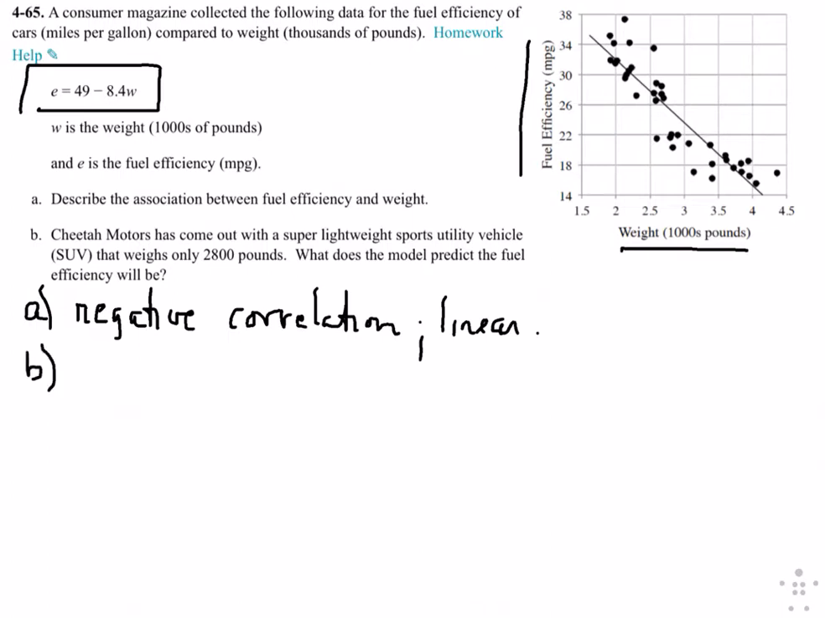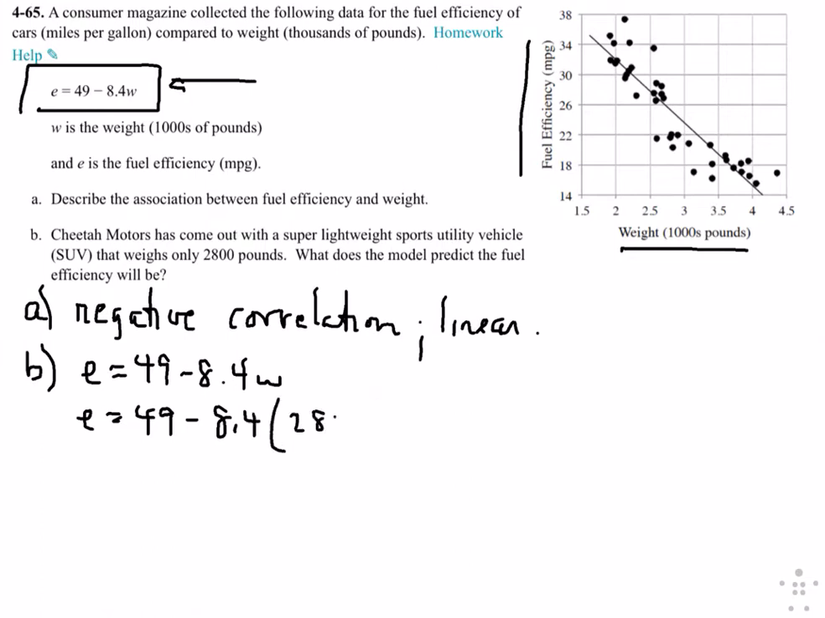For B, they're saying now if we use that model, this trend line, and we build a car for 2,800 pounds, what is the fuel efficiency going to be? So we use the formula E equals 49 minus 8.4 W. So E equals 49 minus 8.4 times 2,800 pounds. Okay, and just to be sure, the W is in thousands of pounds, so this is 2.800, right?